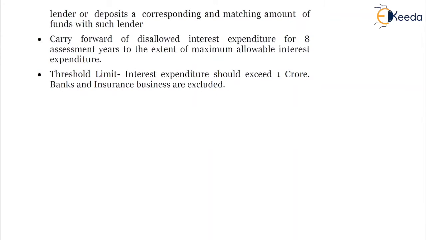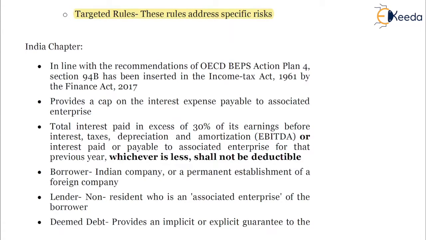There is the cap of interest rate and the threshold limit. Threshold limit is nothing but it is applicable only if the total interest payment is more than 1 crore. Also the carry forward concept: of the 100 rupees interest paid by you, only 70 is allowed, which is 30% of EBITDA, right? And the rest 30 rupees will be carried forward to the succeeding previous years, till 8 years.